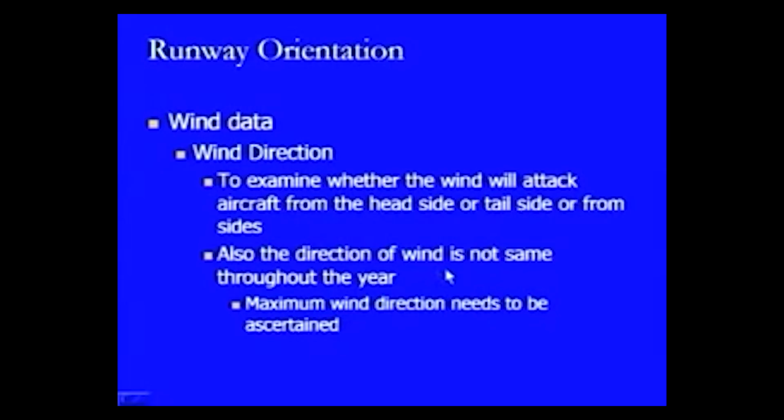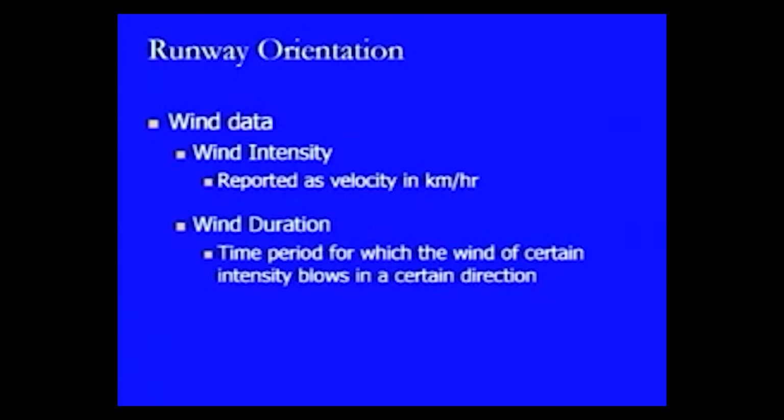Also, the direction of wind is not necessarily the same throughout the year, it will keep on changing. Therefore, we need to find out that particular direction where the maximum wind remains throughout the year. That means for the maximum time period in a year, we can utilize that direction for the operation of the runway. It means in terms of landings and takeoffs of the aircraft. Another data related to wind is the wind intensity, which is reported in terms of the velocity in kilometers per hour.